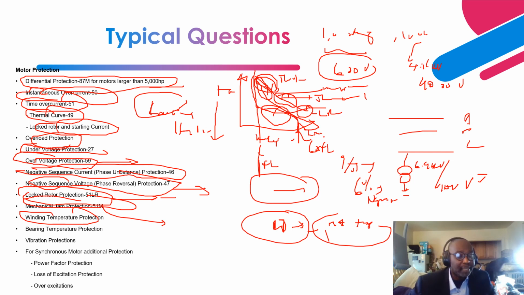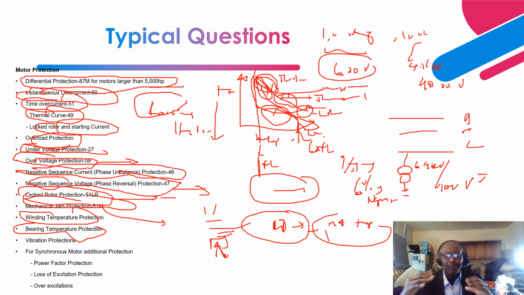Next is bearing temperature protection, right? You have the shaft, and you have bearings. Definitely we have RTDs that are embedded in the slots of the bearing. Let's say you have a sleeve type bearing, and in a sleeve type bearing you have a Babbitt material. You have these embedded RTDs that measure the temperature. The goal is to prevent damage to the bearing due to excessive heat, and also excessive wear of the Babbitt material inside the bearing.